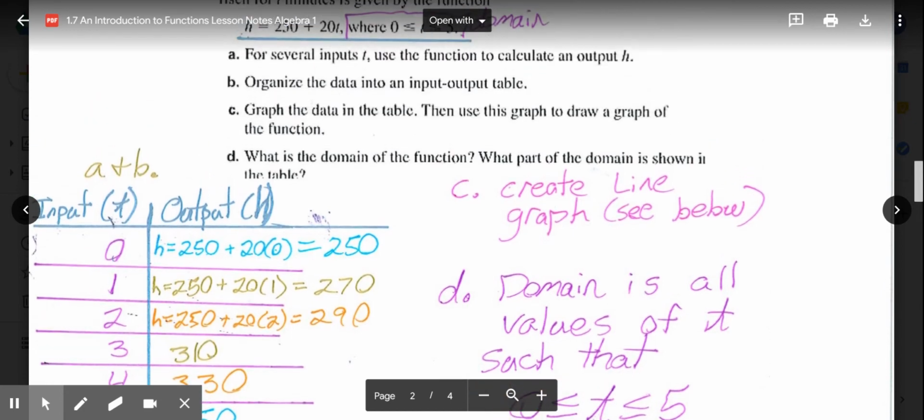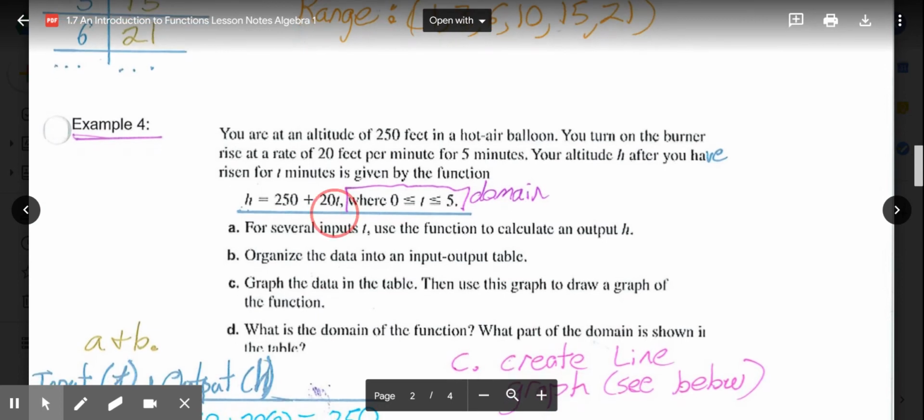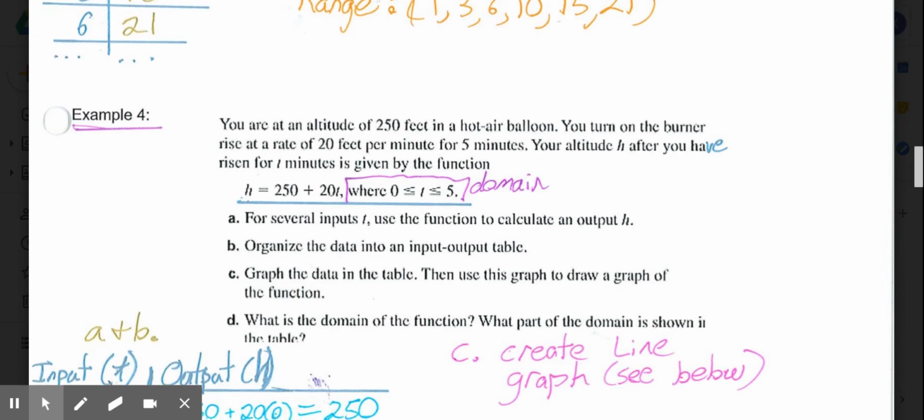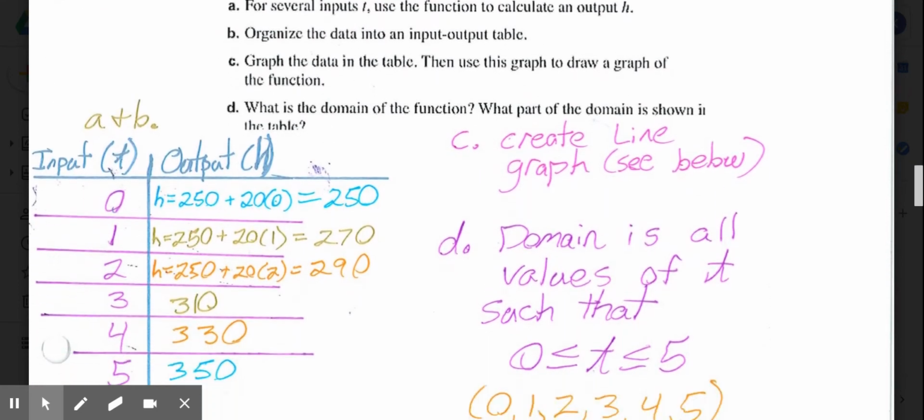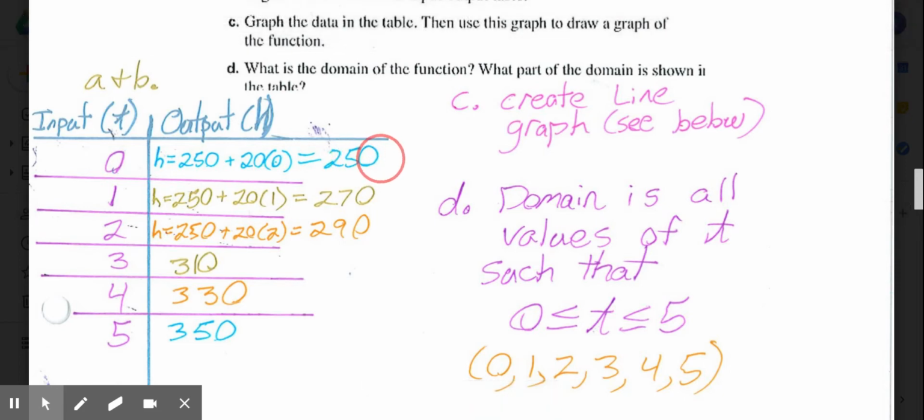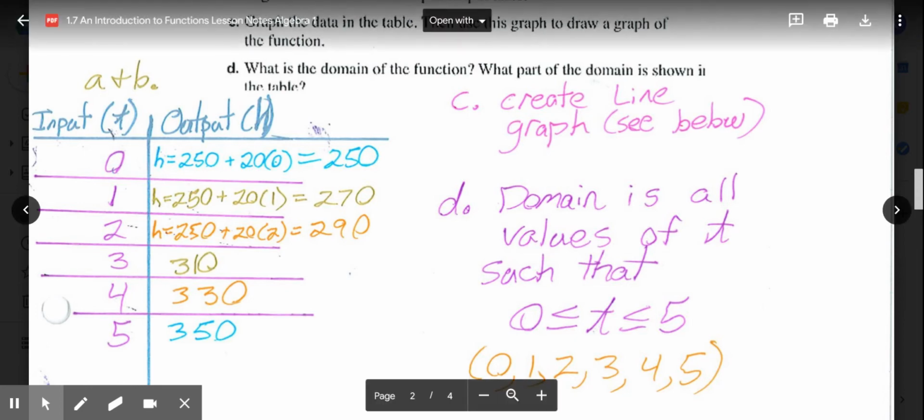And what we're substituting those in for is t in this equation right here, h equals 250 plus 20 multiplied by t. So we'll be substituting for the t and then following the order of operations. So multiply by 20 and add the 250. So in our first substitution for 0 minutes, if we never turn on the burner, we would still be at 250 feet for our altitude, because 20 times 0 is 0, plus 250 is still 250.